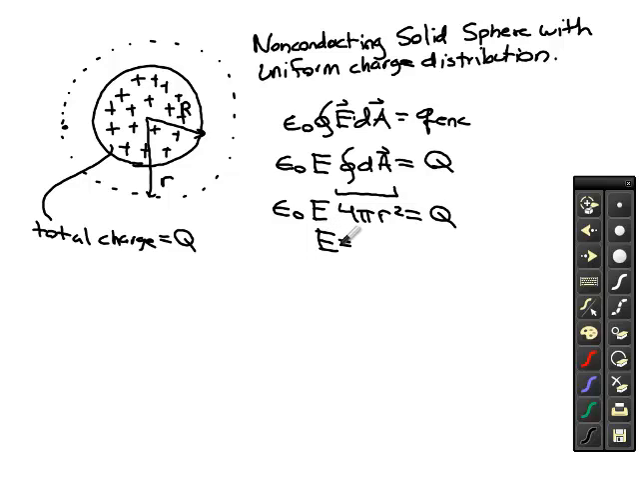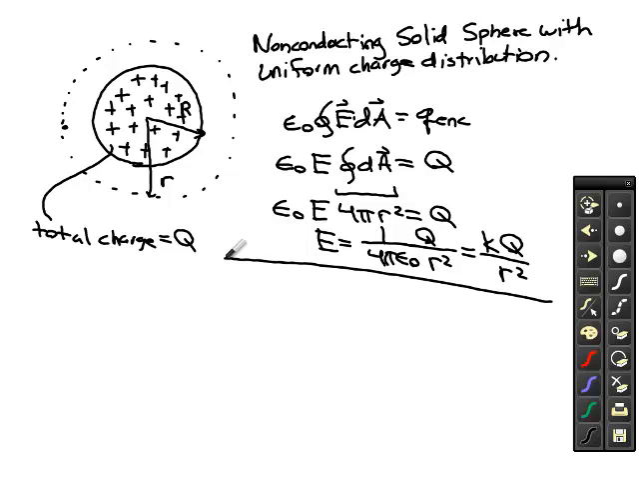E equals 1 over 4 pi epsilon naught. I've got a Q on top. I've got an r squared on the bottom. If you want to call the 1 over 4 pi epsilon naught K, be my pest. And we win. Next, the hard one. What about inside the sphere? So this is r greater than big R. Now we're going to do r less than big R.